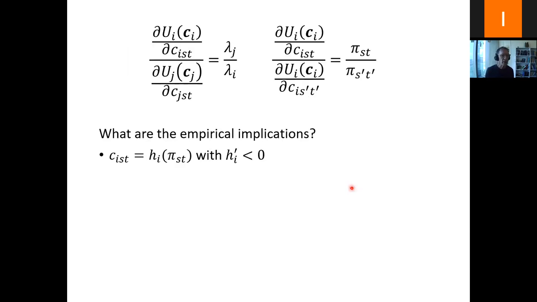So these two ratios have a striking empirical implication, which is that the consumption of any individual at any state in any time in a Pareto efficient allocation of risk within an economy depends only on an individual specific function of the value of resources to the economy as a whole. And this is going to be downward sloping. That is, as the value of resources in the village get higher, my consumption must monotonically decline.